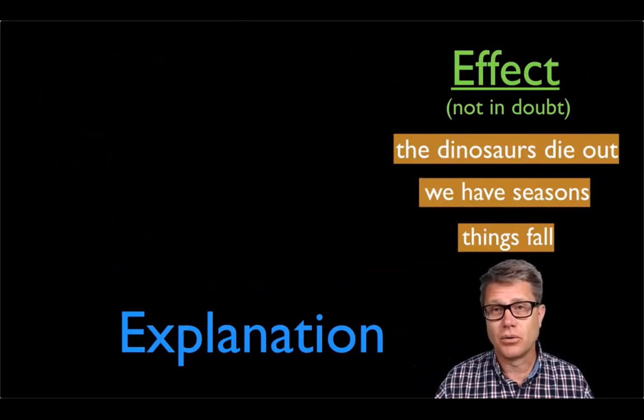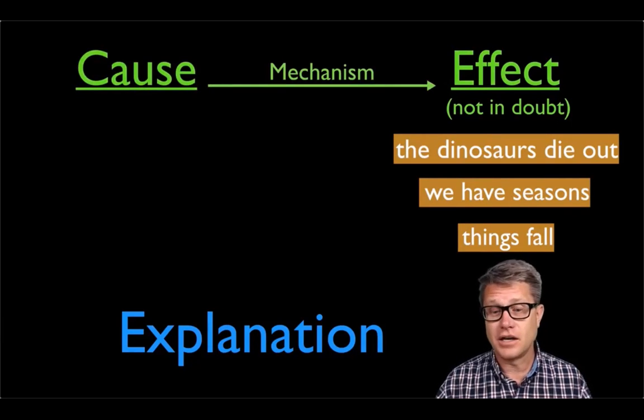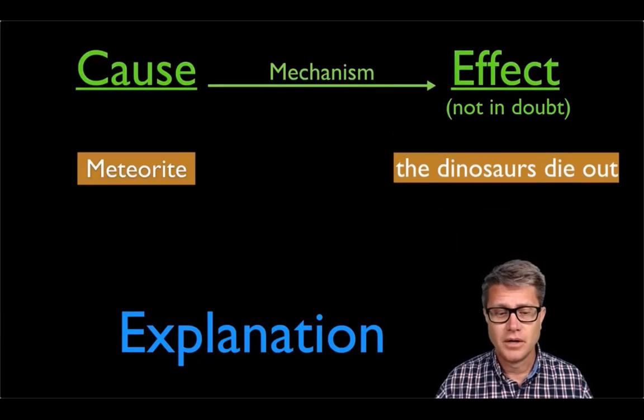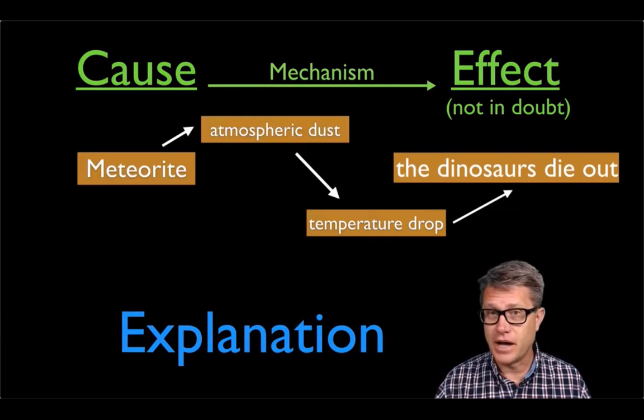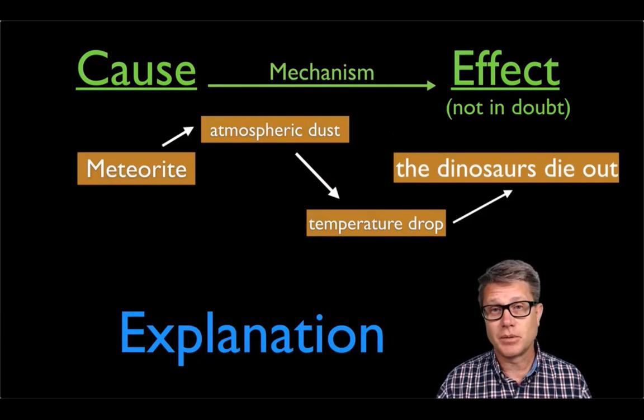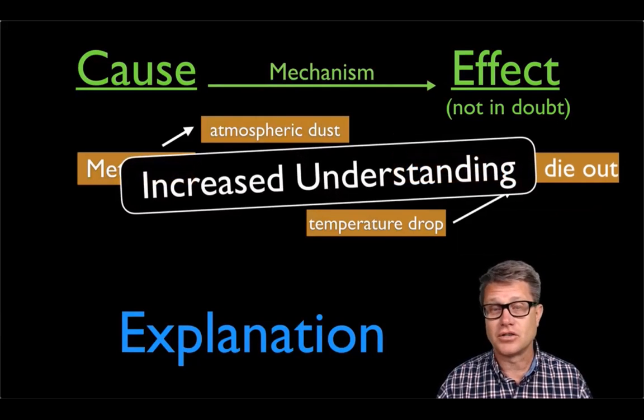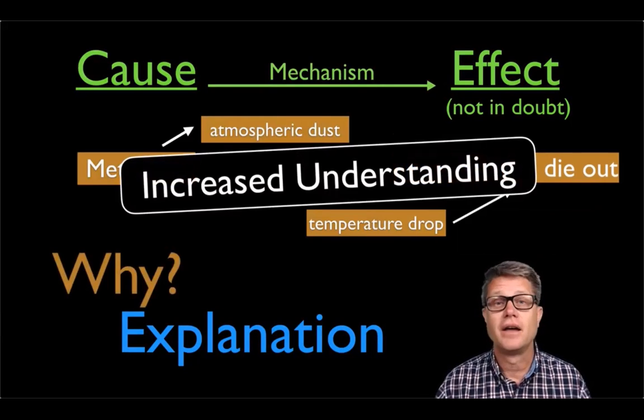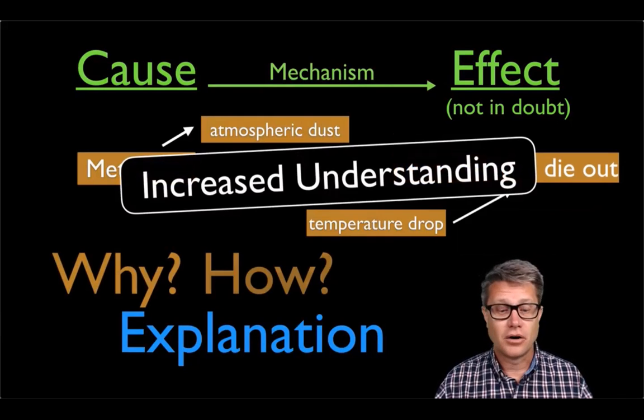What's an explanation going to do? It's going to determine the cause and the mechanism for these effects. So if we look at dinosaurs, for example, you've probably heard a lot of people think there was a massive meteorite impact that threw dust into the atmosphere, temperature dropped, and then the dinosaurs died out. And so as we create that explanation, it brings increased understanding to how the world works. What explanations do is they really answer those questions of why. Why is the sky blue? Or how do unbalanced forces cause motion?